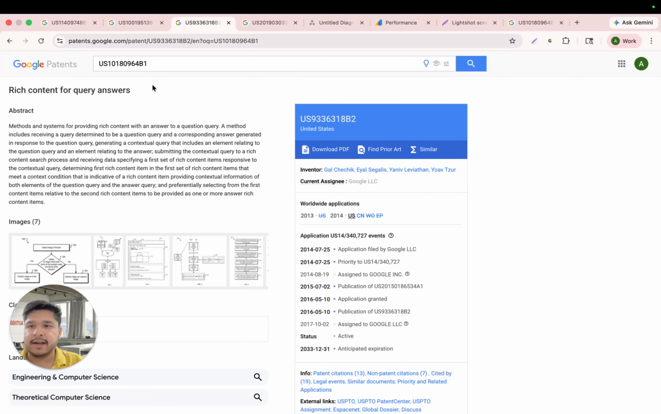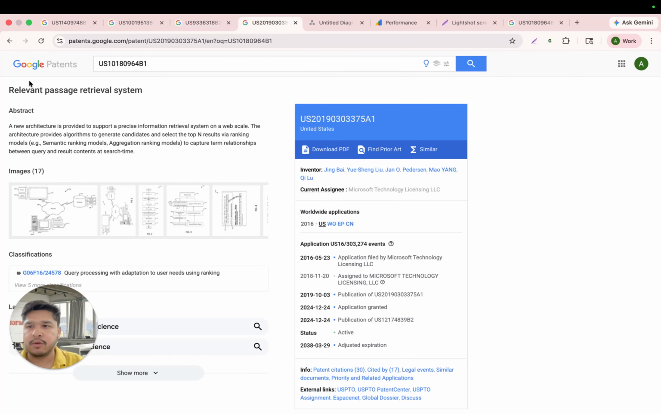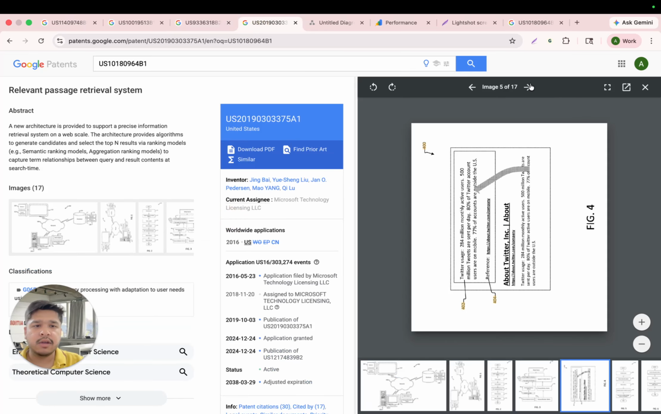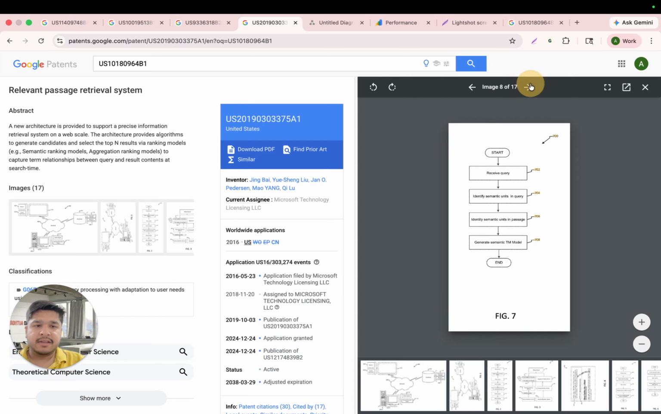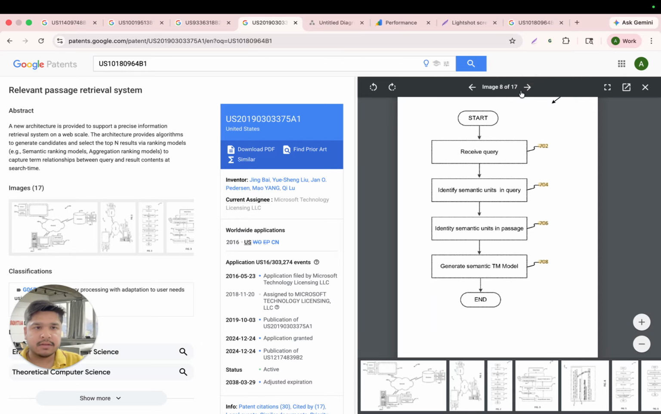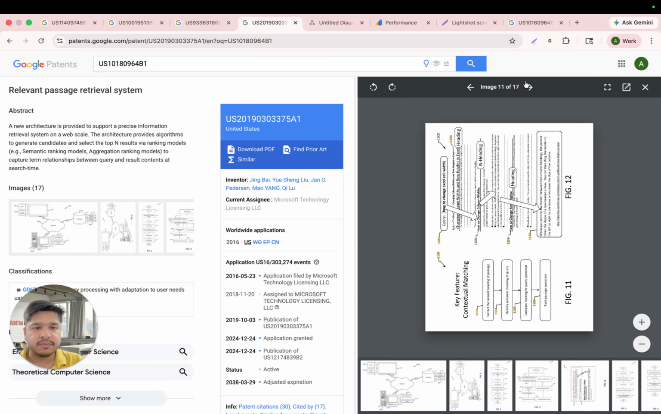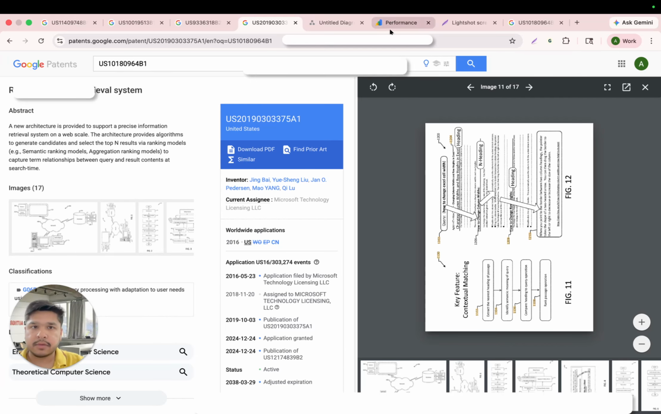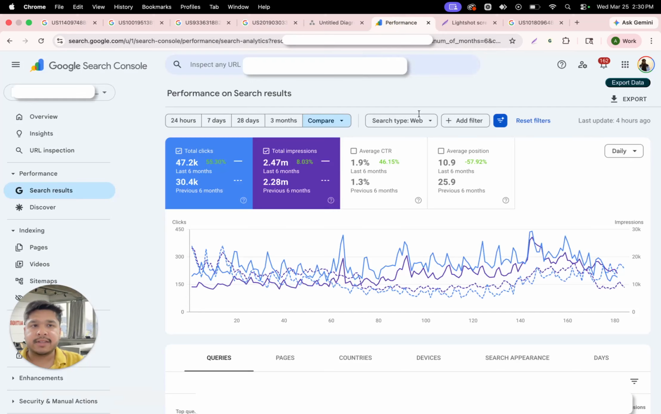This one is rich content for query answers, and there is one more, relevant passage retrieval system, and it's by Microsoft, and it also gives you details about many other things like how they are scoring answer passages. You can just go through it also, and they also give examples with real queries. So yeah, you can go there and ask, and if you have any doubt, you can also consult me, no problem.